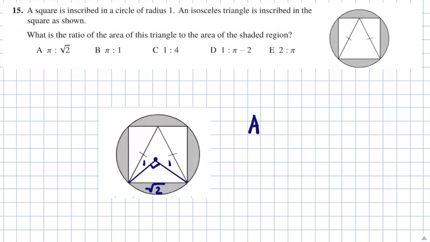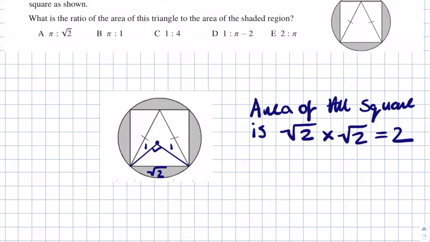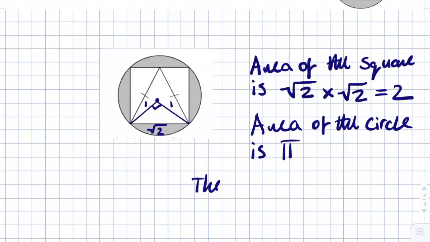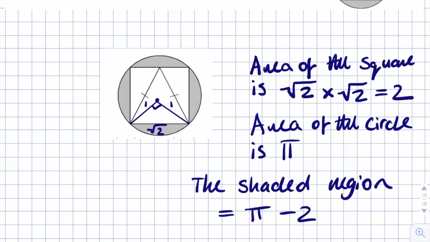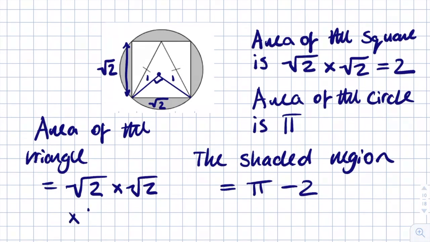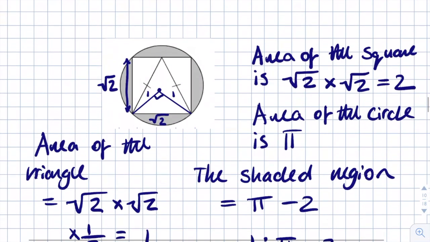And therefore the area of the square is 2. We know the formula for the area of the circle is pi r squared, and we've got r as 1, so the area of the circle is just going to be pi. So the shaded region is going to be pi minus 2. And because this base is root 2, the area of the triangle is root 2 times root 2 times a half, because it's half base times height, which is 1. And therefore the ratio is going to be 1 to pi minus 2, which is answer D.